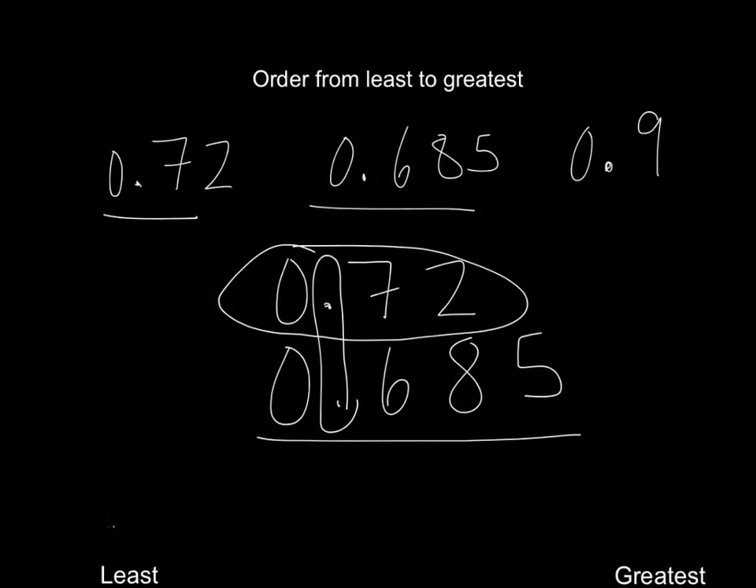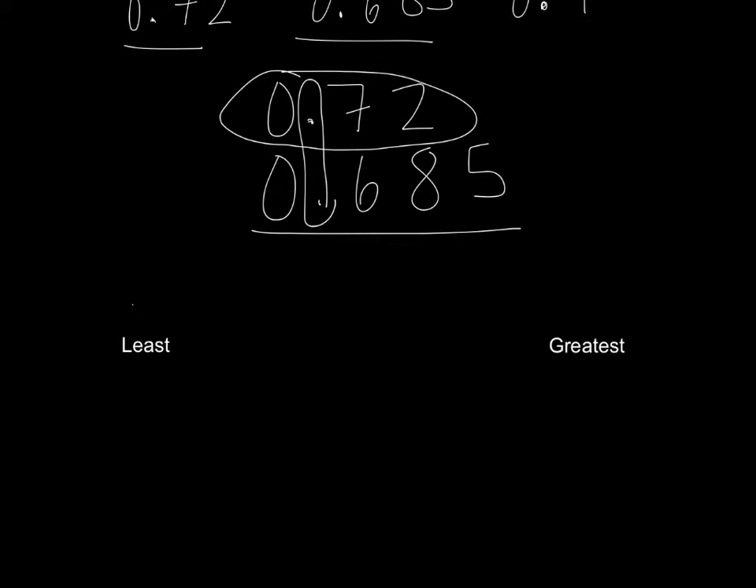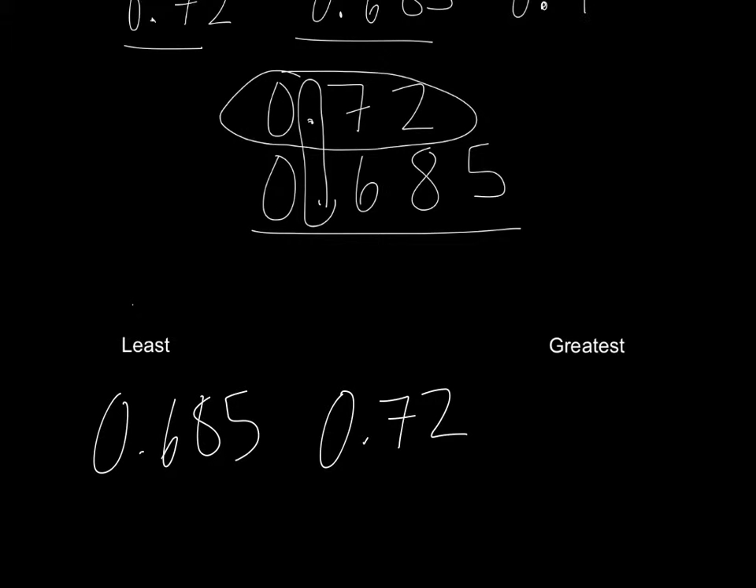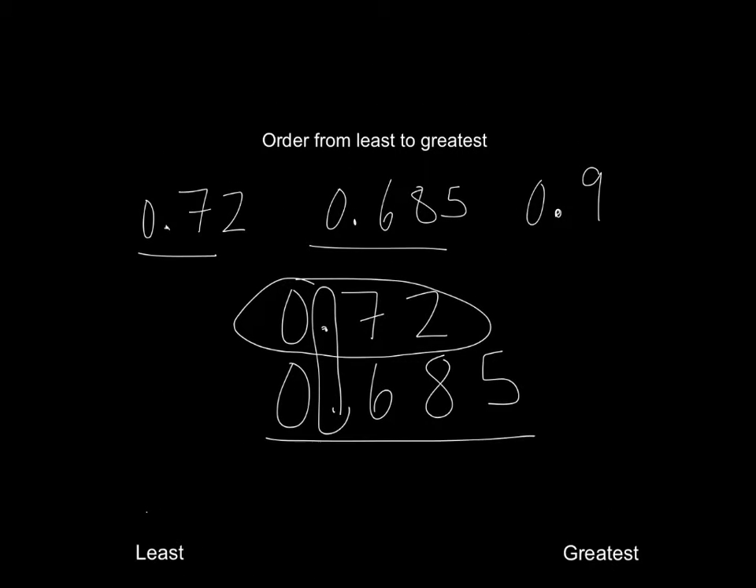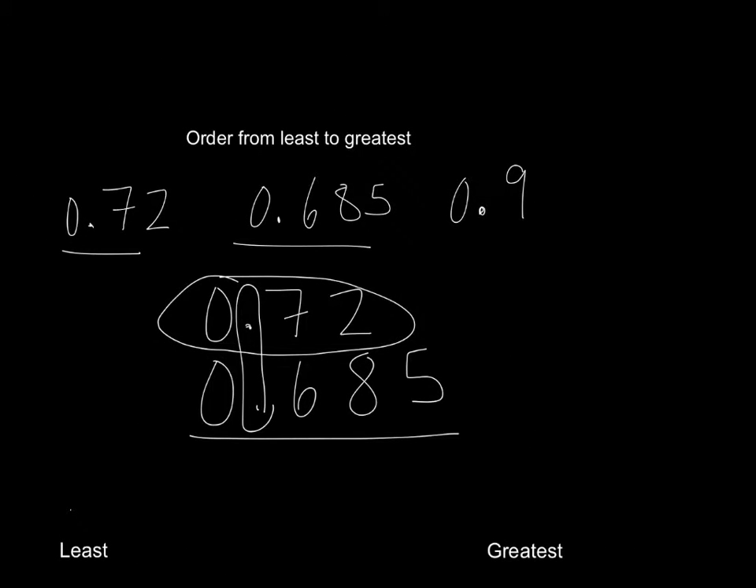So I'm going to go ahead and start to kind of plot that. I have my least and greatest. I know that I can write 0 and 72 hundredths here, and I know that 0 and 685 thousandths is smaller. Now I want to see where my number 0.9, or 0 and 9 tenths, falls. So let's compare 0 and 9 tenths to 0 and 72 hundredths.